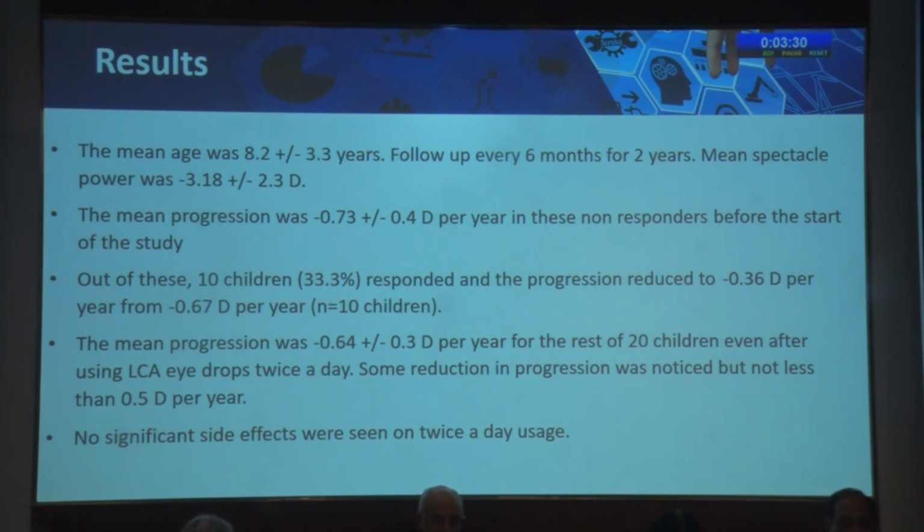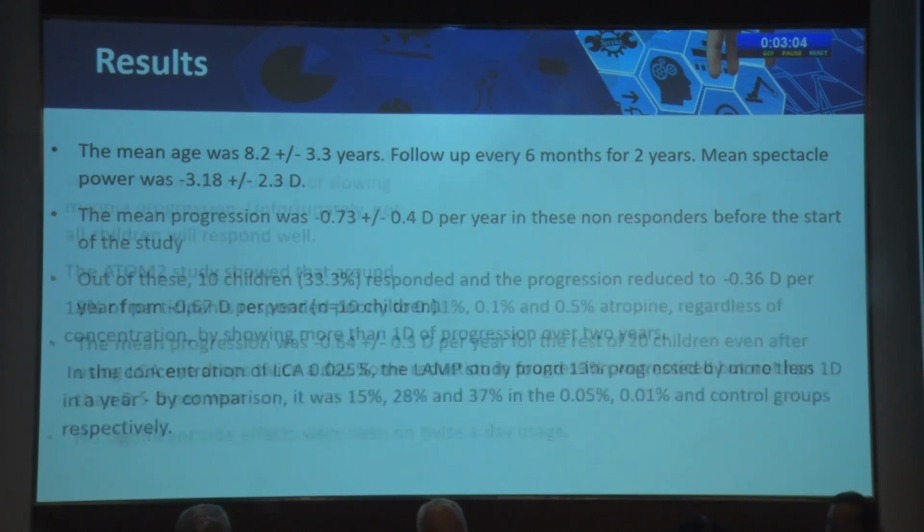The mean progression was found to be around 0.73 diopters in these non-responders before the children started using it twice a day. Out of these, 10 children responded well, and the progression went down from 0.67 to 0.36 diopter per year. The mean progression was 0.64 diopter for the remaining 20 children. So the progression did reduce in those children also, but it was not significant as per the definition of non-responders, which was 0.5 diopter per year.